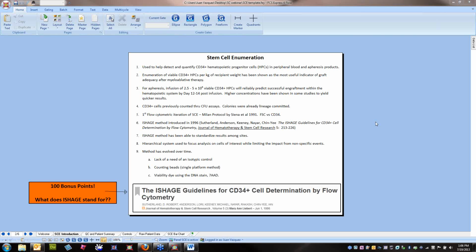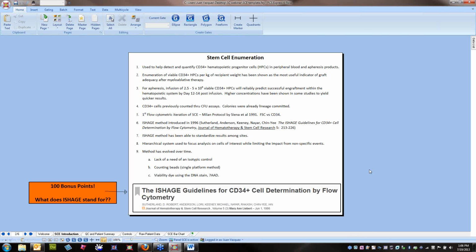It also gave you the capability to quantitate these cells either through a dual platform method or, ideally, a single platform method, where within the sample there would be a counting bead. If you count these beads, then you can use an algorithm to help determine the overall concentration of these cells per microliter.